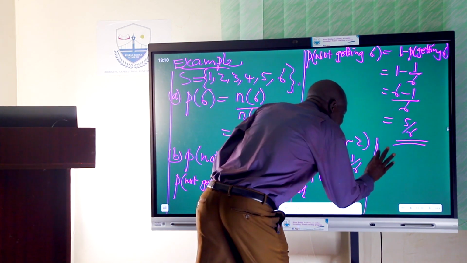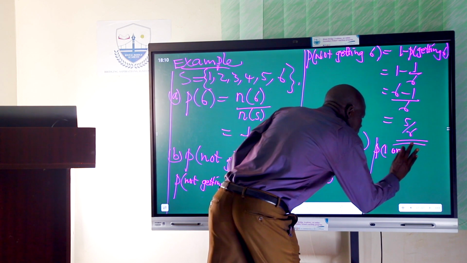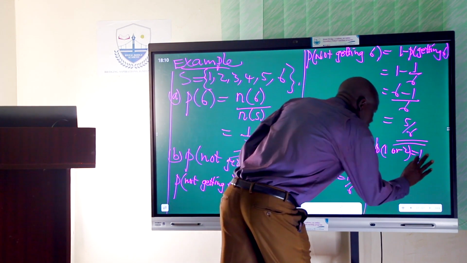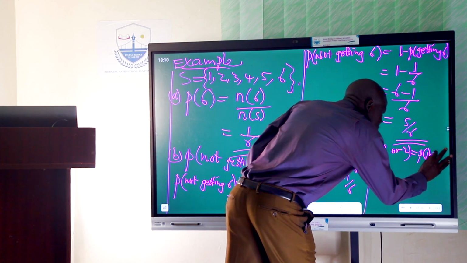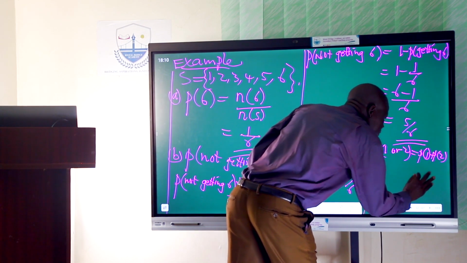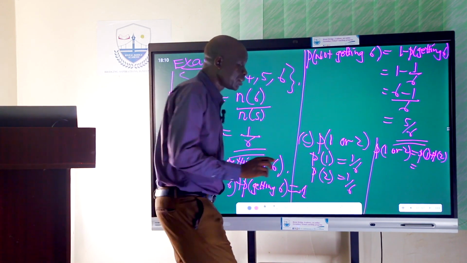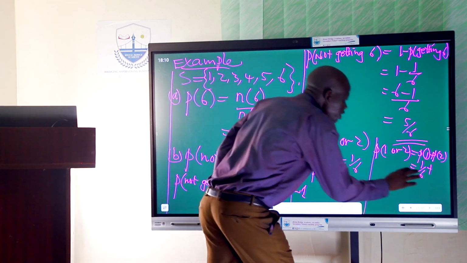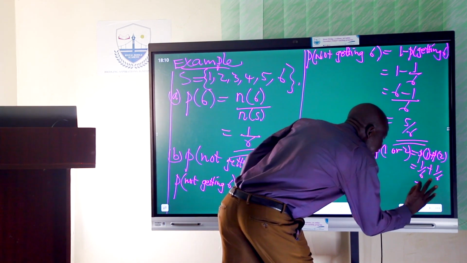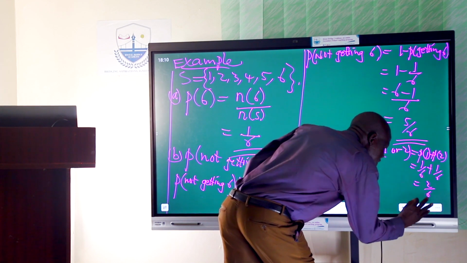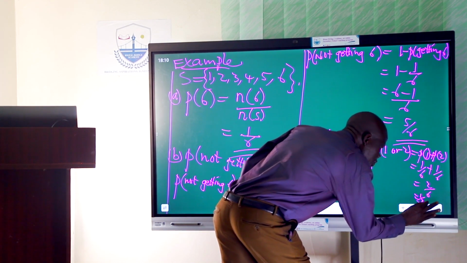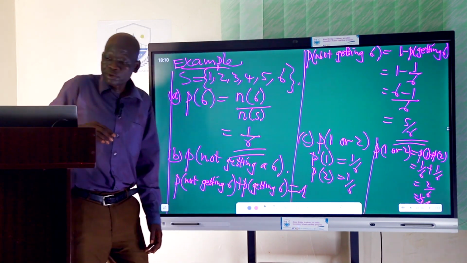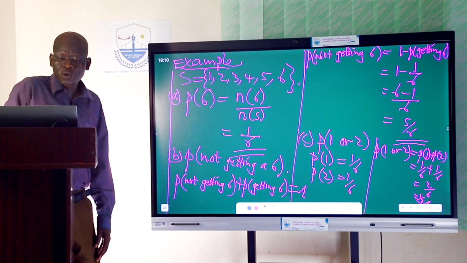So the probability of getting a 1 or 2 will now equal the probability of getting a 1 plus the probability of getting a 2. The probability of getting a 1 is 1 over 6, plus the probability of getting a 2 is also 1 over 6, giving us 2 out of 6, which is a third. So therefore, the answer will be a third. That is the probability of getting a 1 or 2.